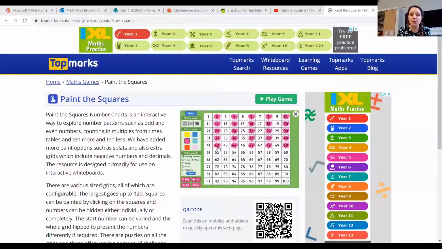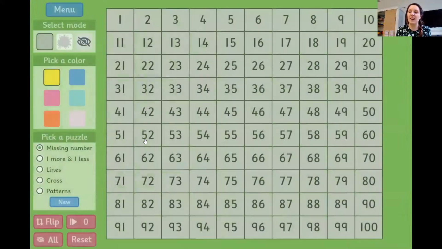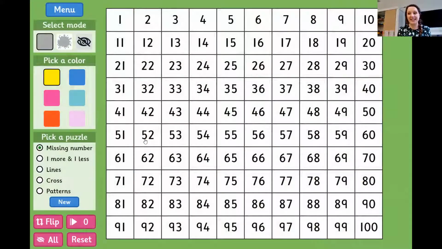So here's my game. It's called Paint the Squares. Now, we're going to play Paint the Squares today with quite a lot of different numbers, with numbers all the way up to 100. If you think I'm not feeling that confident with numbers up to 100, that's fine. When you play with your grown-up, you might want to pick some different numbers. But today we're going to have a go at those numbers to 100. It is tricky. So before we start, we're going to have a look at our 100 square.